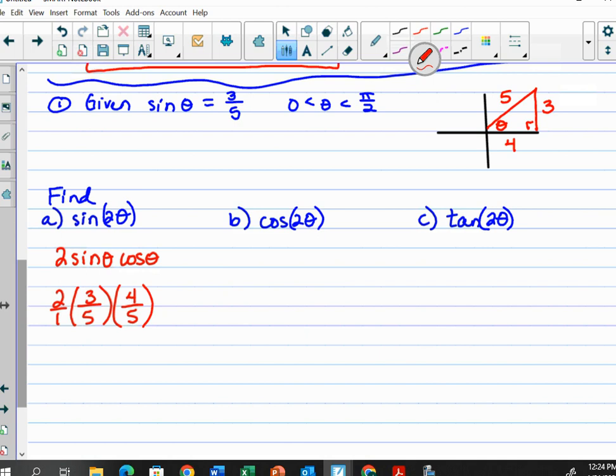So what do I get when I do 2 times 3 times 4? 24 over, and you're done. I think the double angles are probably the easiest of all of the formulas. Okay. You guys want to try cosine 2 theta? Okay, give it a go.